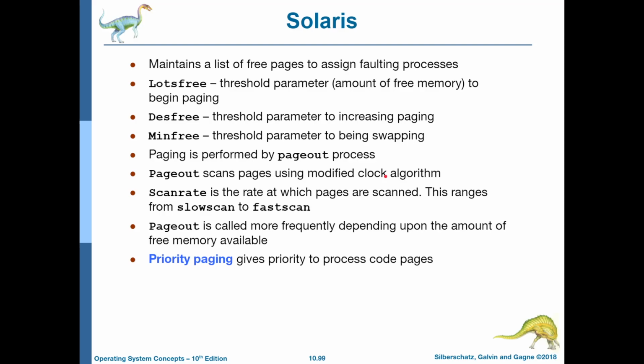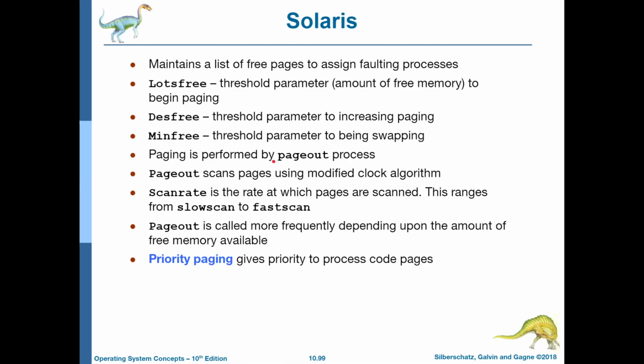Solaris actually maintains a list of free pages to assign to a faulting process, but they're different parameters. We have the threshold parameter that is the amount of free memory that allows us to begin paging. We have a threshold to increase paging, and a threshold for what's necessary for a process to begin swapping out.